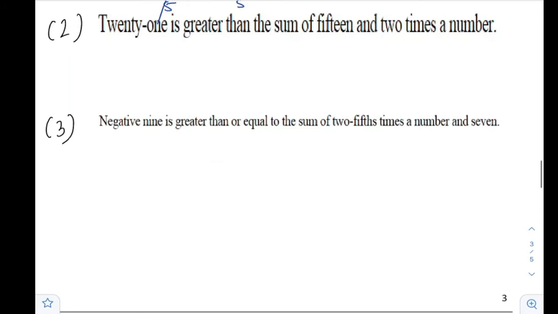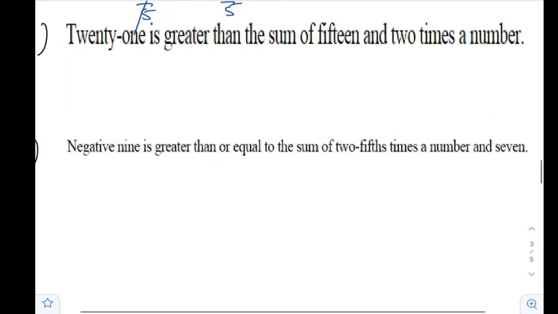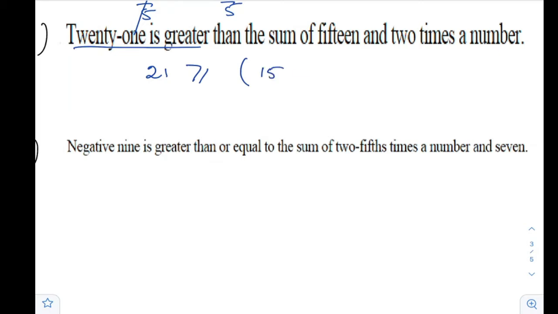Perfect. 21 is greater than or equal to the sum of 15 and 2 times a number. In this case, yes, we put it between brackets, but there is no need for that since it is not multiplied by anything. It's not subtracted from anything. So we can remove the bracket because it makes no sense to keep it actually.